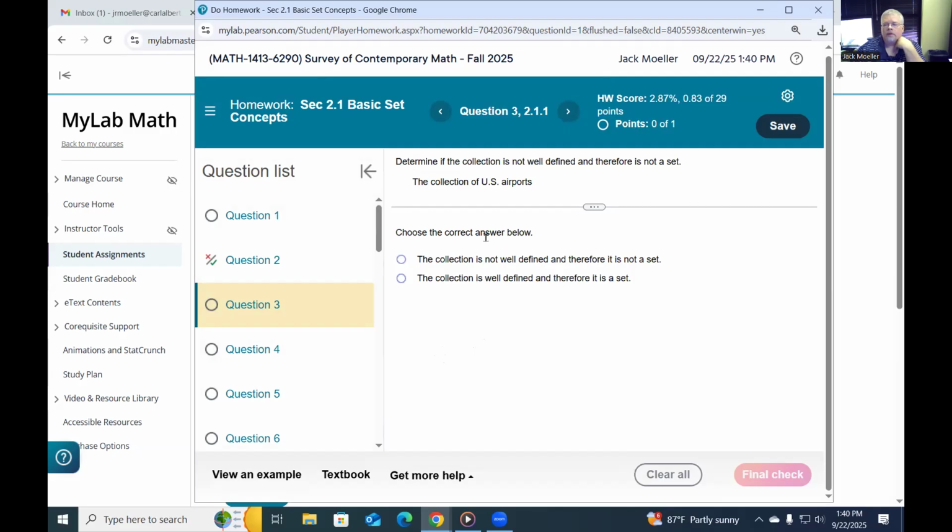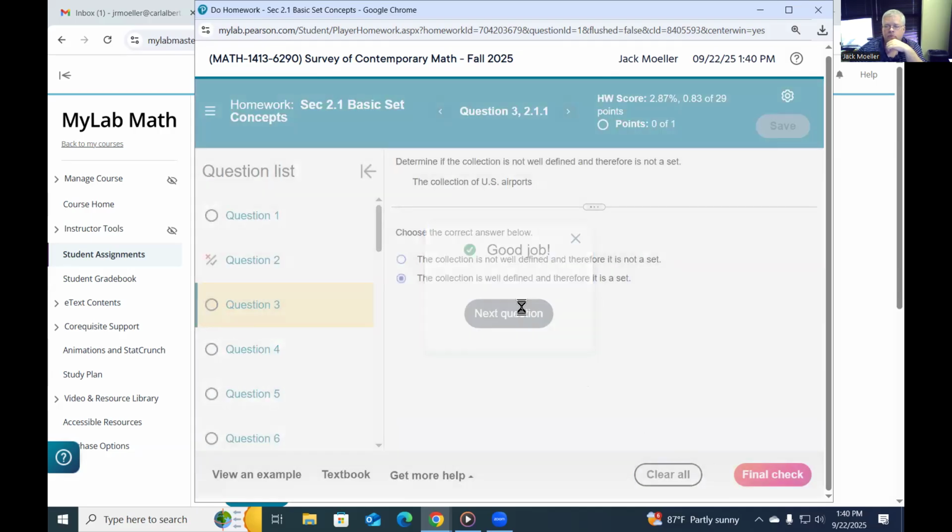All right, how about this? Collection, is it well-defined or not? Because if it's not well-defined, it's not a set. So collection of U.S. airports. I know that seems pretty straightforward to me. So it's well-defined.